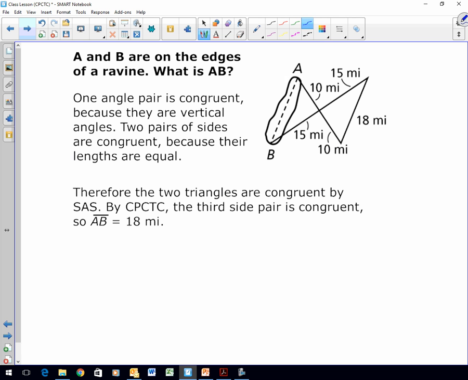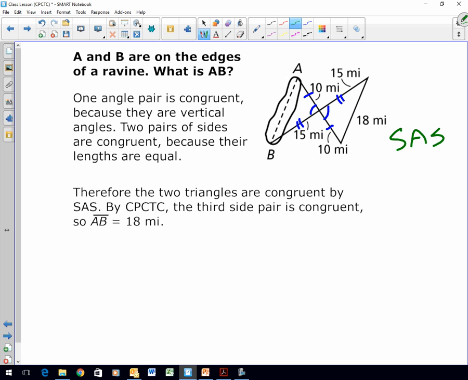This angle and this angle, what are they? What do you know about vertical angles? They are congruent. 10 miles is congruent to 10 miles. 15 miles is congruent to 15 miles. Are those two triangles congruent? Good. Side, angle, side. This triangle and this triangle are congruent.